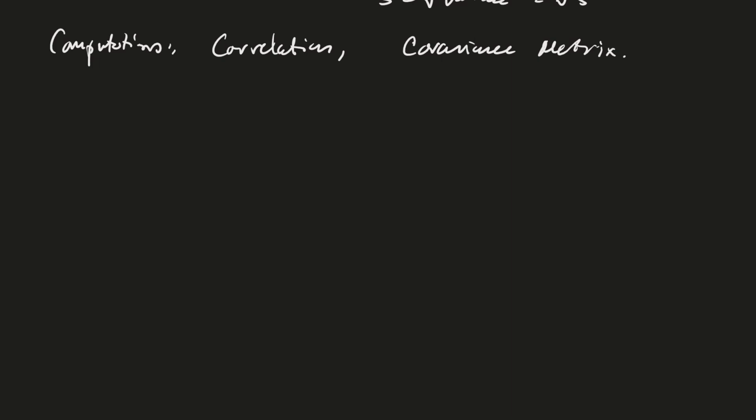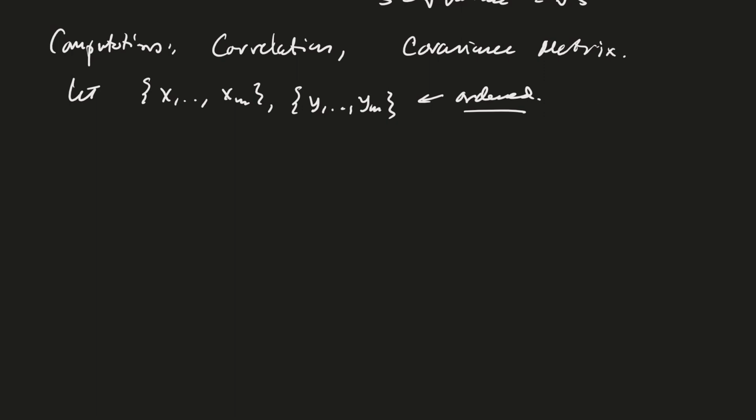Okay, and so in this case we'll go ahead and let x1 through xm be one set of data, and y1 through ym be another set of data. And I don't mean to say that these are unordered. These are ordered. Okay, so what we're going to be doing is comparing x1 to y1, and x2 to y2, and x3 to y3, and so on. And so you don't want to mix that order up. The order here is really important. Good. We'll let x bar and y bar be the sample means.